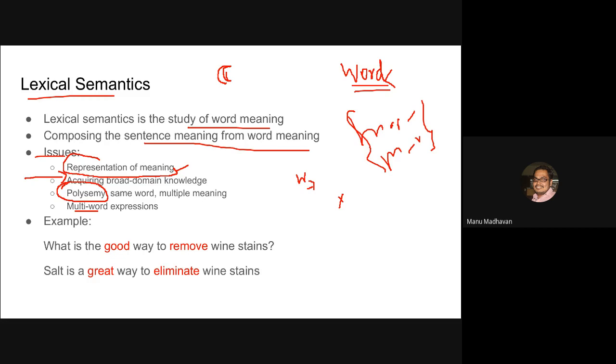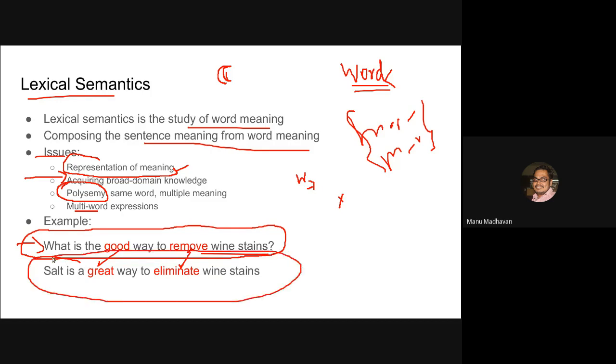It is not easy with lexical semantics. Just knowing the word meaning, we cannot understand it properly. For example, what is the good way to remove wine stains? And, salt is a great way to eliminate wine stains. Suppose you are asking the question, what is the good way to remove wine stains? A computational model will check for an answer. If the model does not know that good and great are similar, or remove and eliminate are similar, it will never identify this as the answer, though the text contained it: salt is a great way.